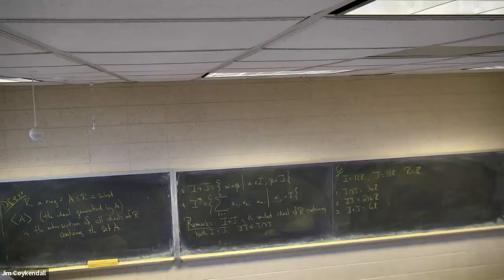We'll talk a bit more about what this means next time. But let me ask you all this. What would the ideal generated by the empty set be? It would be the intersection of all ideals that contain the empty set. But remember, every set contains the empty set, so it's the intersection of all ideals. Can anybody tell me what that is? Every ring has a smallest ideal. What's that? Good, 0. So the ideal generated by the empty set is 0.